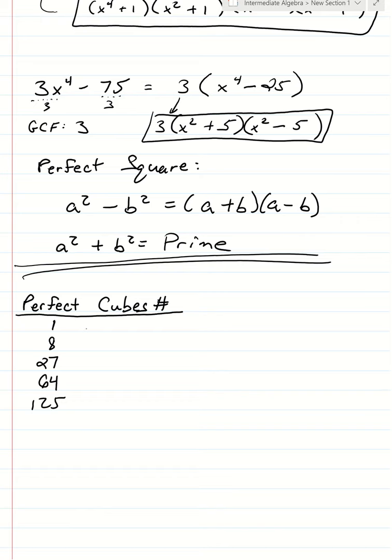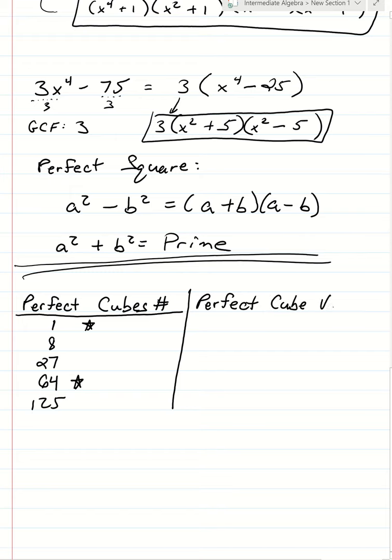So I'm only going to give you 5 perfect cube numbers to be familiar with. Do be careful, because the number 1 and the number 64 are also perfect squares. Okay, so you have to look at the problem in its entirety. All right, you have to make the determination, are those two numbers, 1 and 64, acting as squares, or are those numbers acting like cubes? Now, variables can also have perfect cubes. So let's talk now about perfect cube variables.